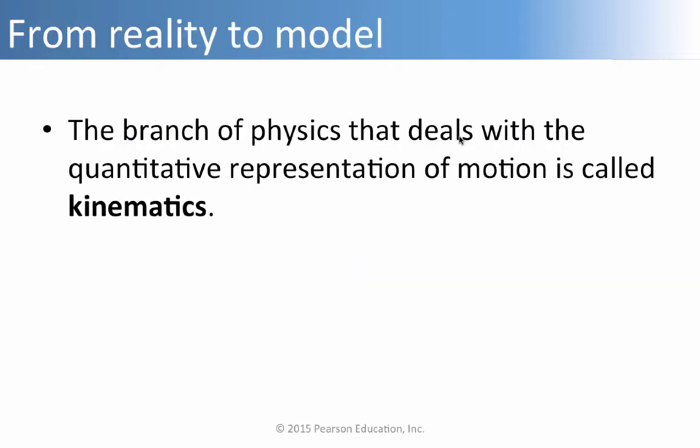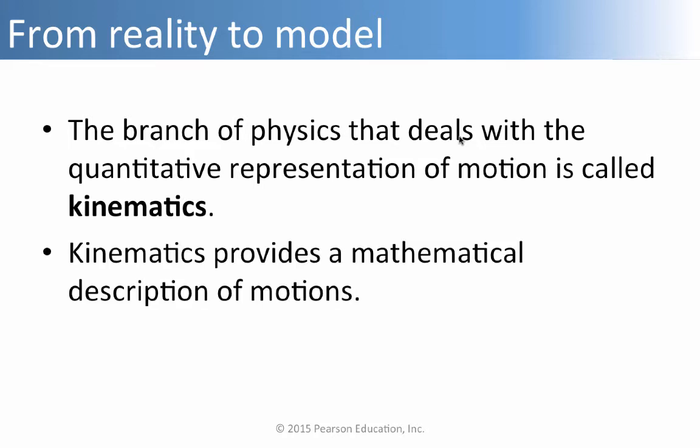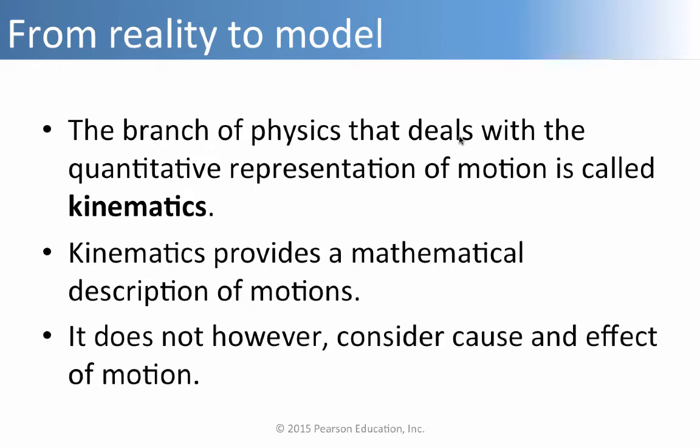The idea that we're looking at here is a branch of physics called kinematics, and it deals with describing motion, and in fact giving a quantitative, meaning a numeric representation of motion. So we think about this as going from reality, which is motion, to model, which is kinematics. This kinematics then provides a mathematical description of the motion. However, it doesn't get into implications of motion, like cause and effect.